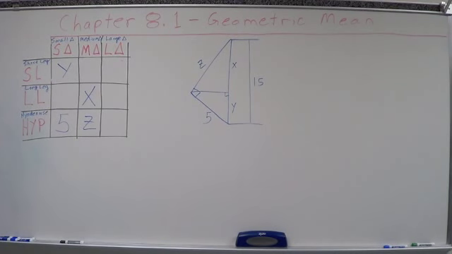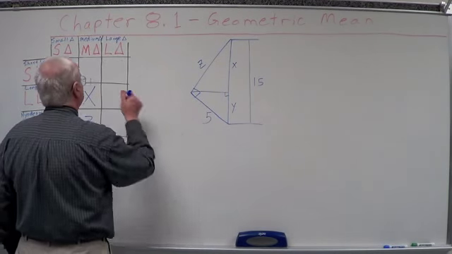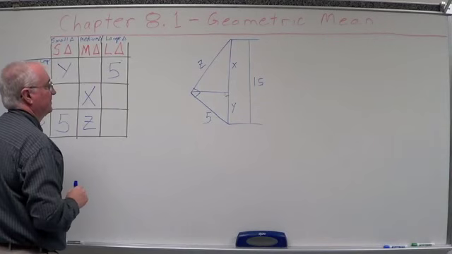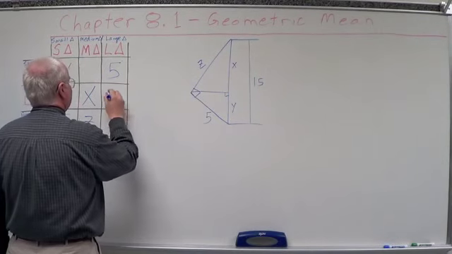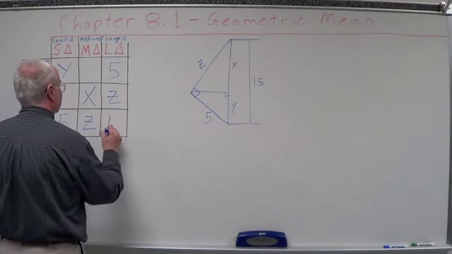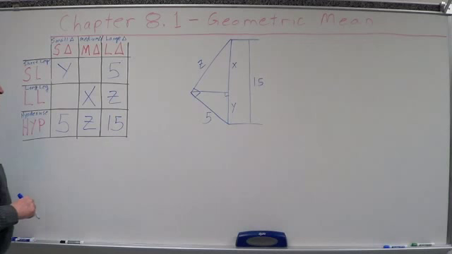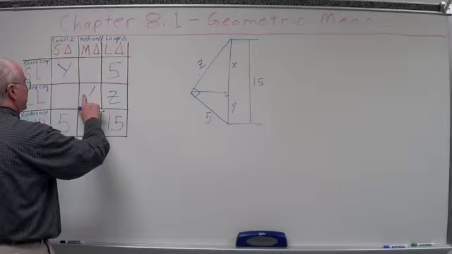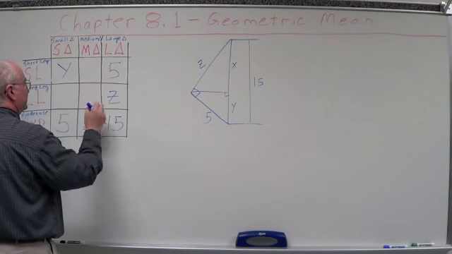Well, let's look at the large one. The short leg of the large one is 5. The long leg is z. And the hypotenuse is 15. Okay? This doesn't look like a whole lot of fun, does it? Let's rewrite this a little bit into a little bit different terms.